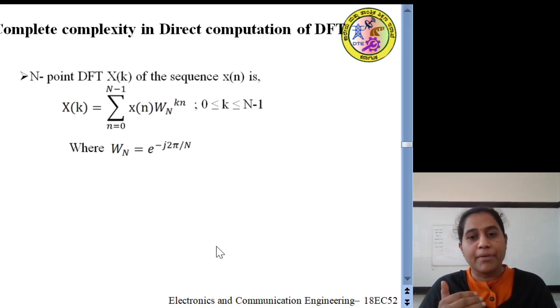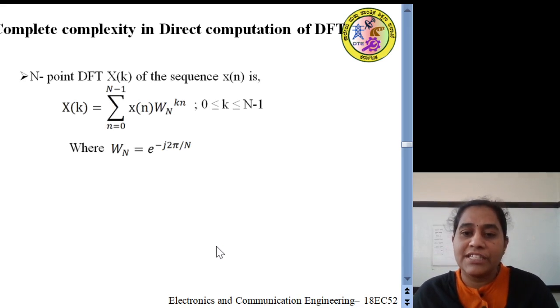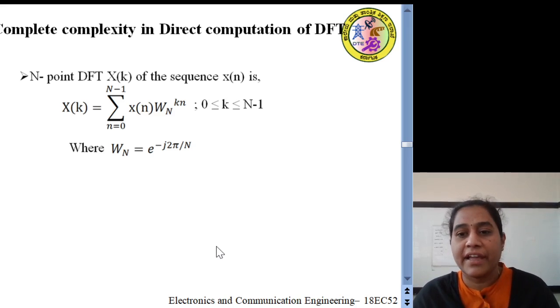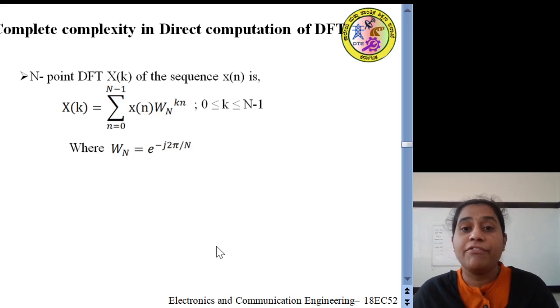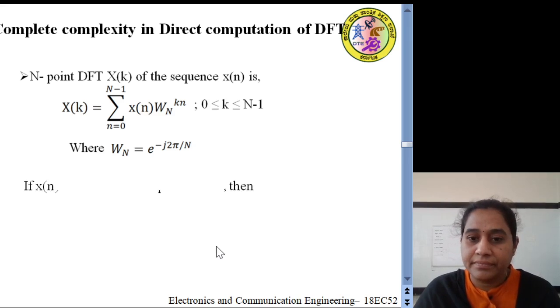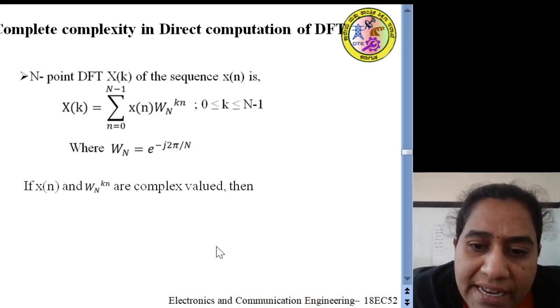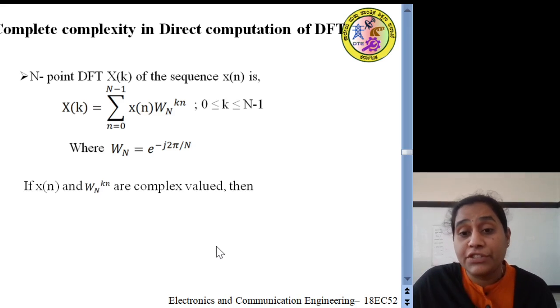Again, let us consider the N point DFT of the sequence x of n, which is X of k, equal to summation n varying from 0 to N minus 1, x of n into W N raised to the power of kn, for the value of k varying from 0 to N minus 1, where our W N is called the twiddle factor or phase factor, which is given by e raised to the power of minus j2 pi by N. So, if we consider our time domain sequence x of n as well as the twiddle factors are complex valued.